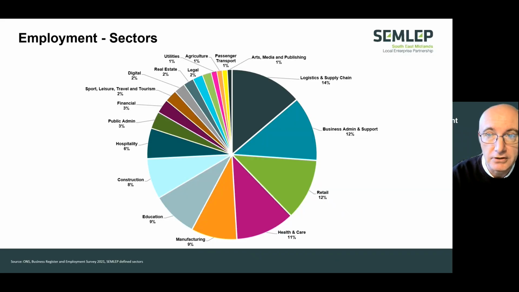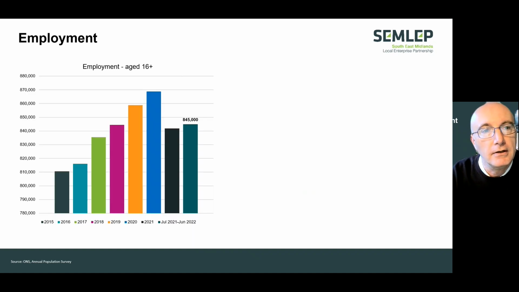If we look at employment at the moment, logistics and supply chain is one of the biggest sectors that we have. It's closely followed by business admin and support, then retail, so that's shops, health and care, manufacturing, education, construction, hospitality. So quite a diverse group there. If you look, you'll see digital there is just 2%, which might come as a surprise to some people. And again, I'll explain the difference here between the sectors and the occupational groups. So just remember the digital, and I'll come back to it in a little bit.